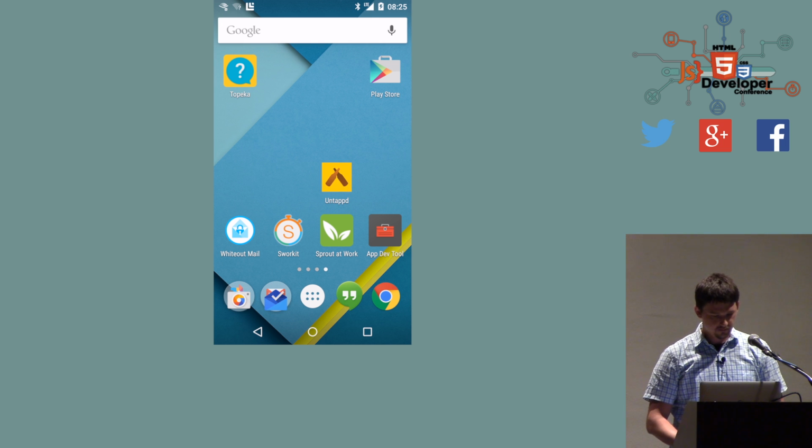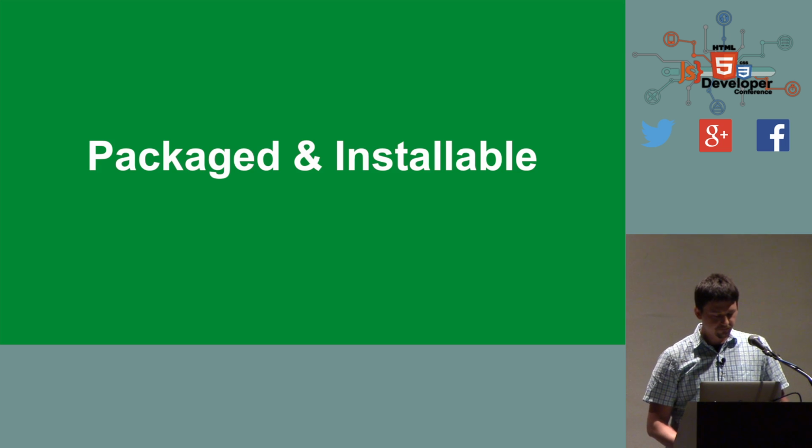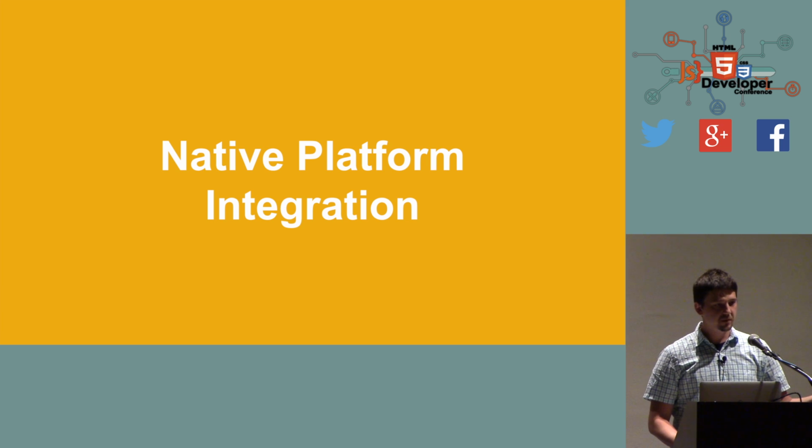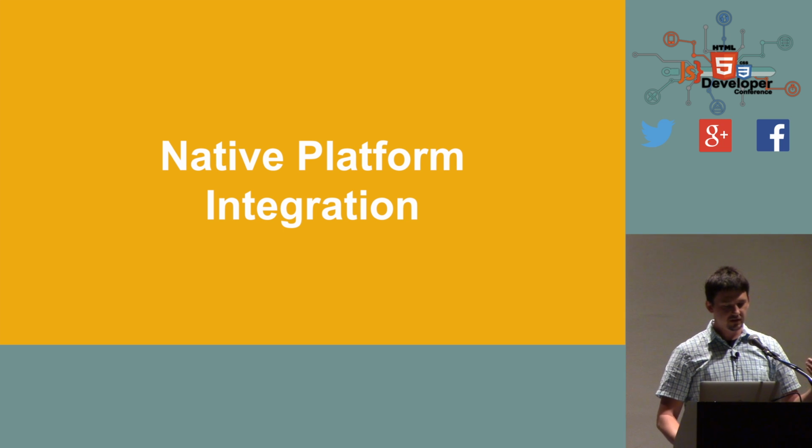OK, so Cordova applications are packaged and installable. You build your whole application, wrap it all up in a native wrapper, and upload it to the store. And users will pull the whole thing. They also have native platform integration. I showed that we went to the Play Store to install the application. There was an icon on the home screen. If you go to the switcher, you could see the application.